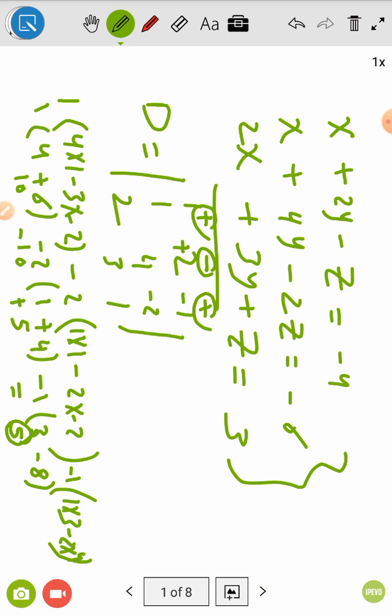By the same way, my dear students, you can get the Dx by replacing the coefficient of x in the first column and put these values, absolute values. When you get the Dy, also cancel the second column and put these values, negative 4, negative 6, and 3, absolute. When you get the Dz, cancel the third column and put these elements. Let's continue.